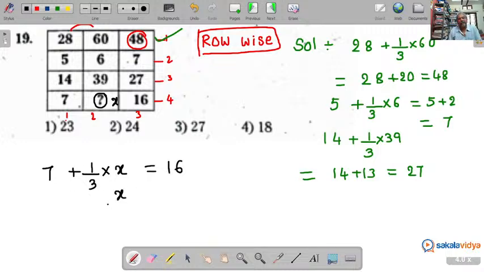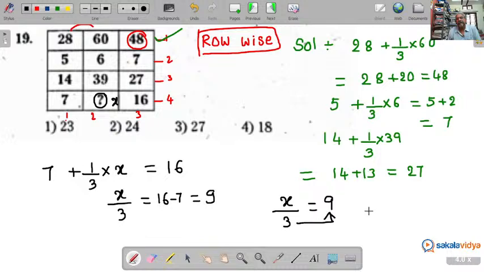So this is x upon 3 equal to 16 minus 7. That will be 9. So x by 3 equals 9. By cross multiplication, x is equal to 9 times 3, obviously our answer is 27. So the third option is the right option. Third option is the right option. What about others, not responding?